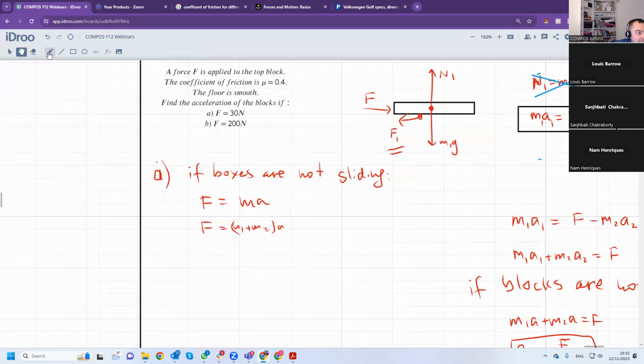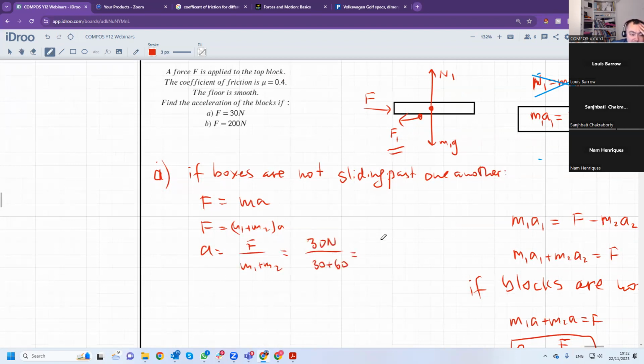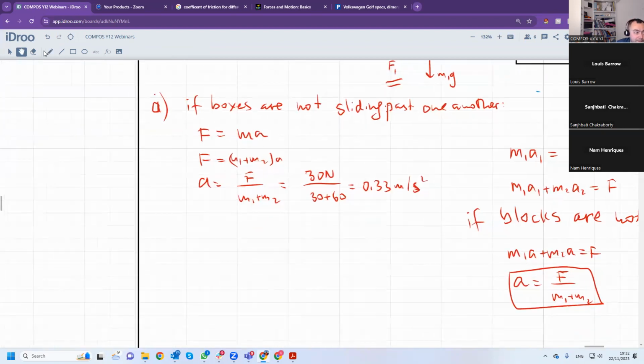That means acceleration, if the boxes are not sliding past one another, is F divided by M1 plus M2, which is 30 newtons divided by 30 plus 60, equals 30 divided by 90, 0.33 meters per second squared. So both boxes accelerate with 0.33.